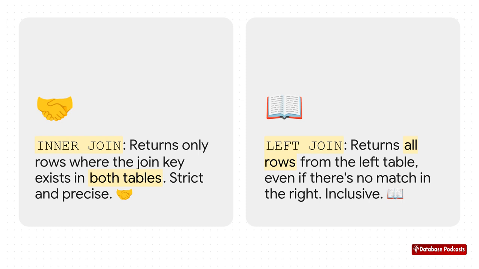But a left join, that one's a bit more forgiving. It will show you everything from the first table, the left one, even if there isn't a match in the second. This is absolutely critical for asking questions like, hey, show me all the studies we have, even the ones where we haven't logged any associations yet. It's a subtle but super powerful difference.